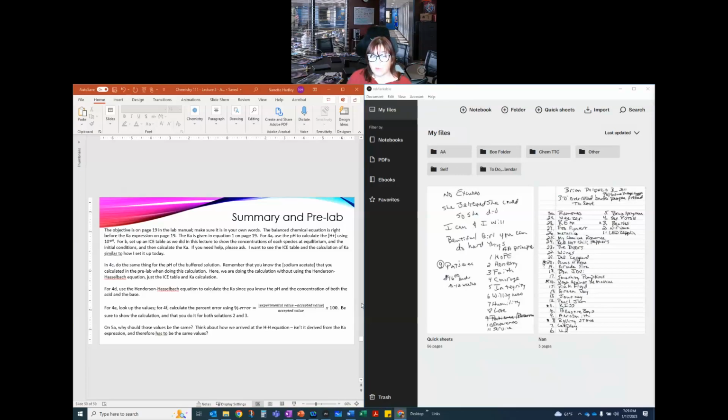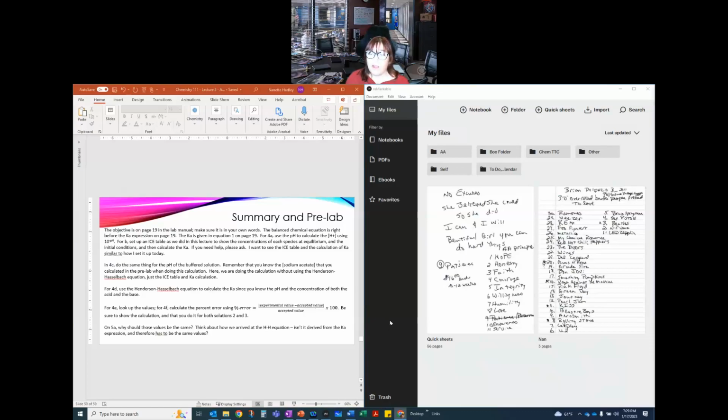And for 4F, you want to calculate the percent error by using percent error is equal to the absolute value of the experimental value minus the accepted value over the accepted value. So the accepted value is the one that you look up. The experimental value is the one that you calculate, and you multiply that by 100. You're going to do that for both calculations or solutions 2 and 3. So the acetic acid by itself and then the acetic acid buffer, both of those calculations need to be done.